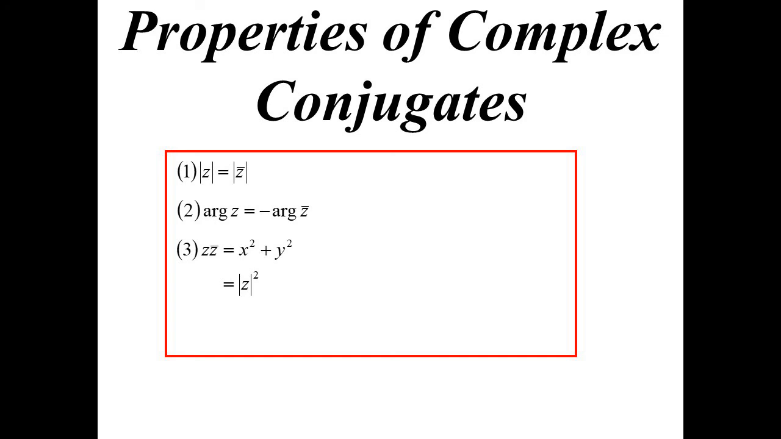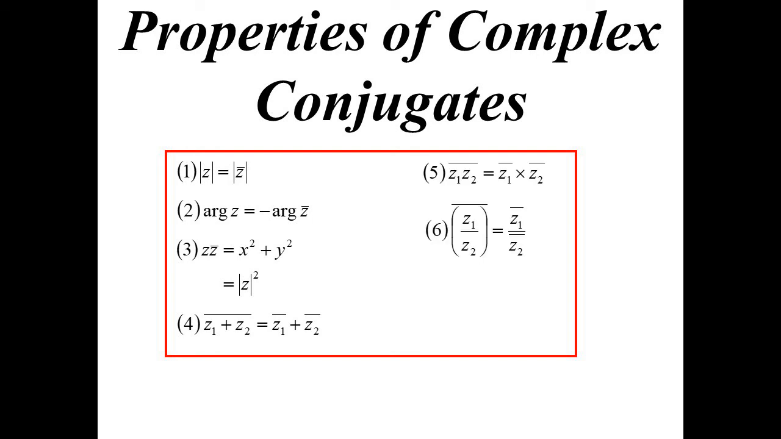Before we said it was x squared plus y squared, but now we can simply say, oh, well, it's the modulus squared. And we talked about these rules before. The actual order you do it in doesn't matter. You can add them first, then find the conjugate, or find the conjugates, then add. Same with multiplication, same with division, and our reciprocal. So now we can say, oh, well, the reciprocal is just the conjugate over the modulus squared.